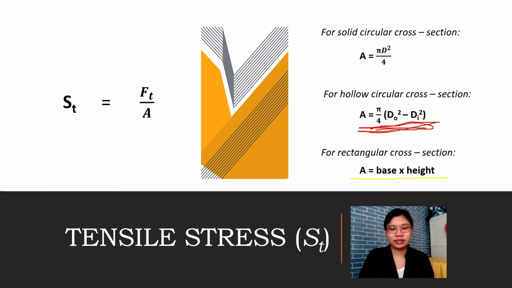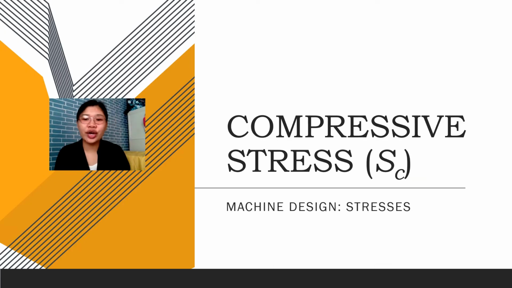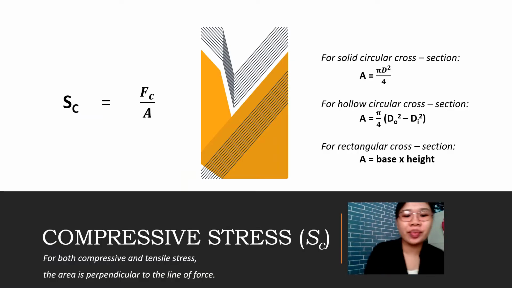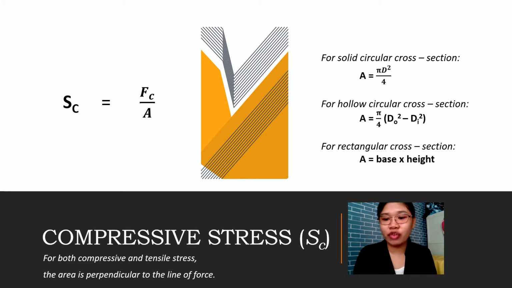Then again, next, for compressive stress, this is denoted by SC. Again, you can use any other letters as long as you know that it is compressive stress. So, para hindi tayo malito, we use C as compressive stress and then we use T for tensile stress. Next, the formula for compressive stress is another simple formula for stress, which is force over area. But then we have here the compressive force.